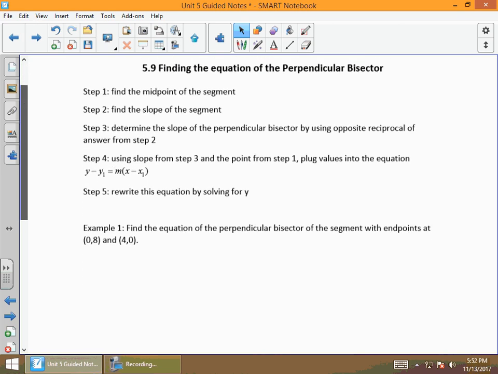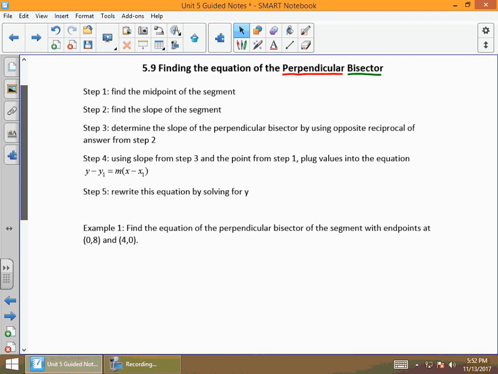Step number 1 says find the midpoint of the segment. If you remember, a perpendicular bisector does 2 things. One, it is perpendicular, which means it's going to be 90 degrees. It's going to have an opposite reciprocal slope. And if it is a bisector, then it's going to go through the midpoint. So the first thing I want to do is take my segment and find the midpoint of that segment. That's going to help me with the bisector portion.